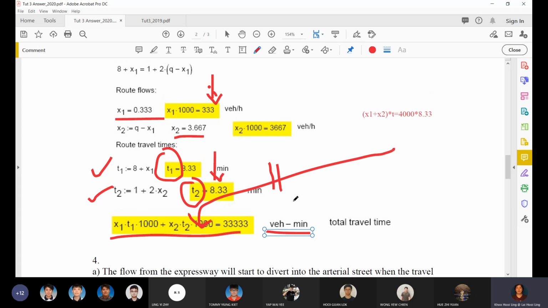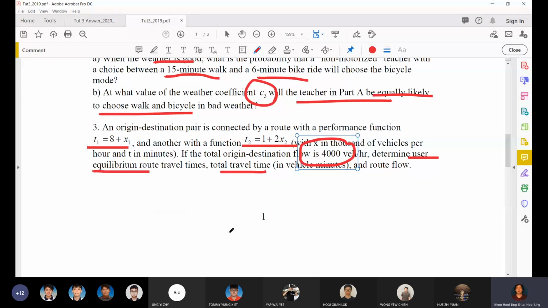Okay, any question for question 3? Okay, no question? All right. So we move forward to question number 4.